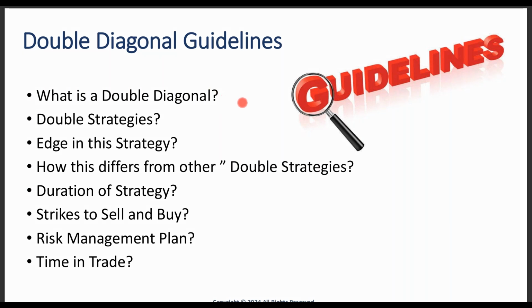Yeah, so what is a double diagonal? We're selling an out of the money call and put. That's a short strangle. Buying your wings 5 points further out of the money. I like to do these sometimes on a Monday for a Friday expiration, sell Friday, buy Monday. Other times I might do this on a Wednesday for a week from the next Friday, expiration different.